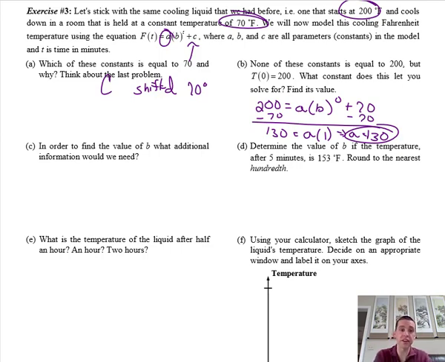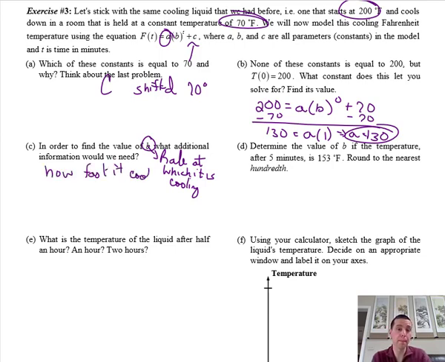In order to find the B value, we need additional information. Well, let's think about that. What does the B value represent? The B value represents the rate at which it's cooling. Now notice that this is different for certain liquids. Different liquids cool at different rates. And so therefore, we need to figure out what B is. We need to know maybe how fast it cools, what the temperature is at a certain time, to help us figure that out.